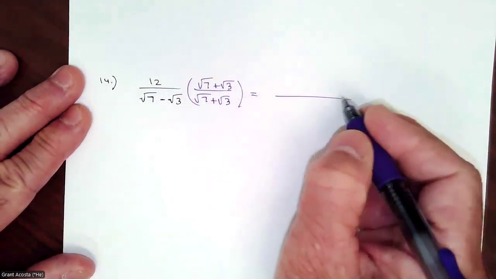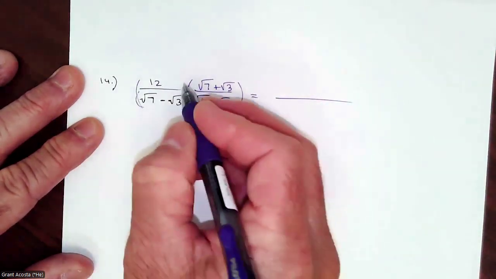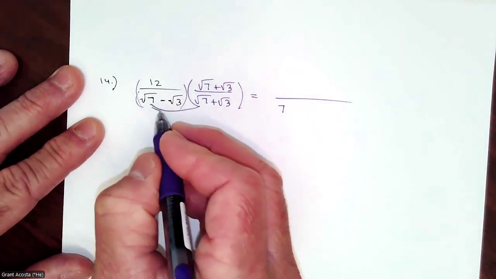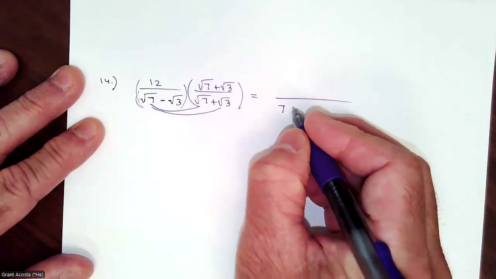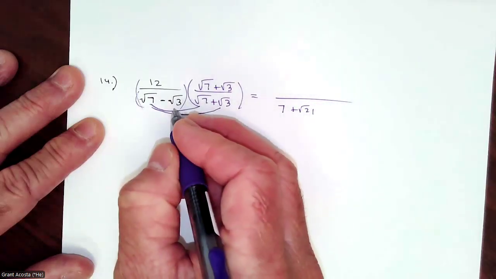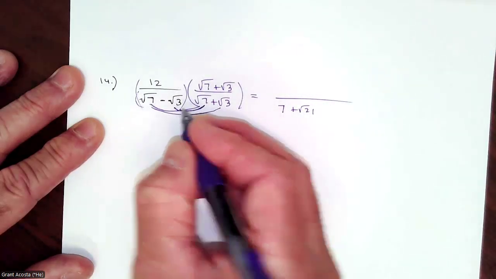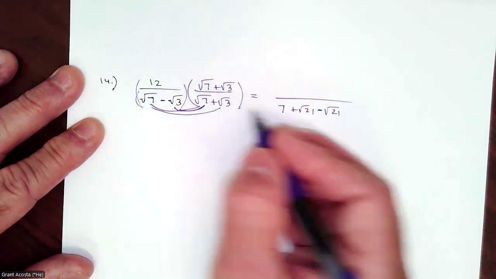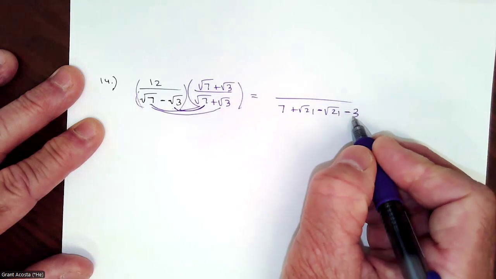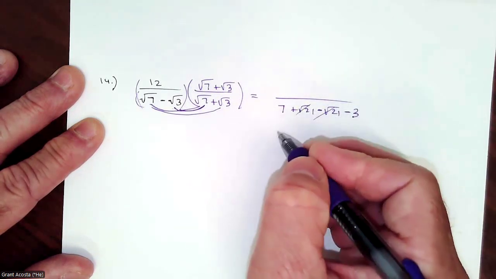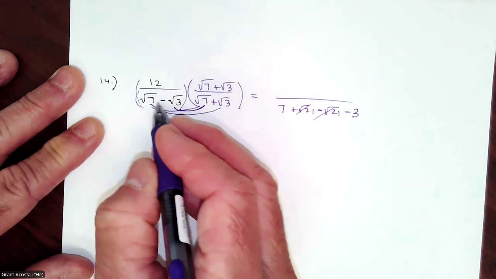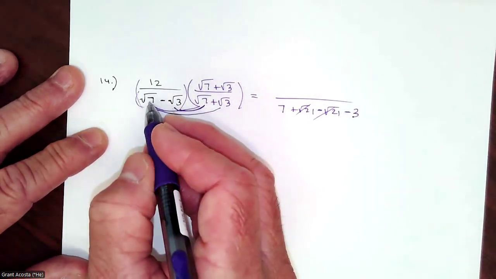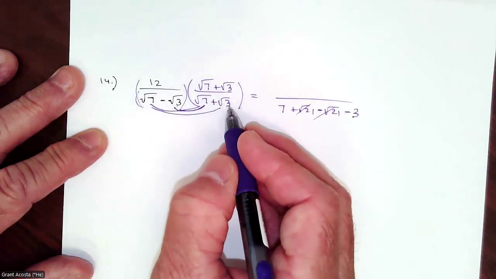Okay, let's do the denominator first. Root 7 times root 7 is 7. Root 7 times root 3 is root 21. Negative root 3 times root 7 is negative root 21. And negative root 3 times positive root 3 is negative 3. And the root 21s cancel. And if you know that, you know every time you do the conjugate, the middle terms are going to cancel out. You can just really just do the root 7 times root 7 and this one times this one.